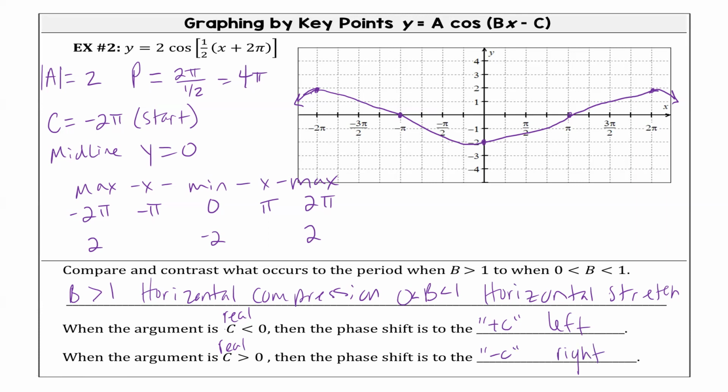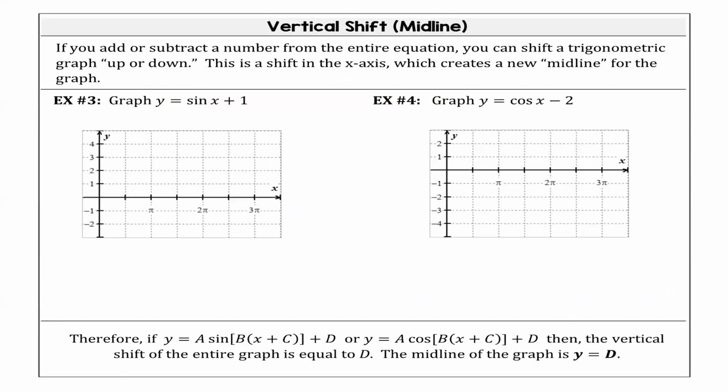Okay, so keeping that in mind, now let's talk about midline. So for our midline, that is our D transformation. So what makes us go up and down? All right, so when you look at example number 3, we're looking at sine X, just the parent function of it, and we're going to go plus 1. So that means that our midline is now going up. So we're going to go up.